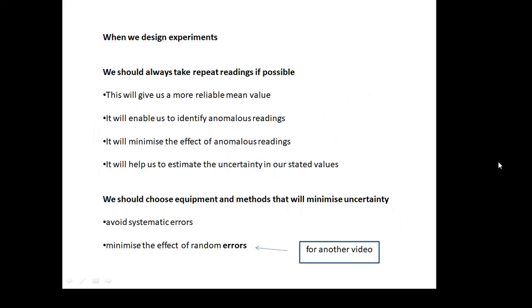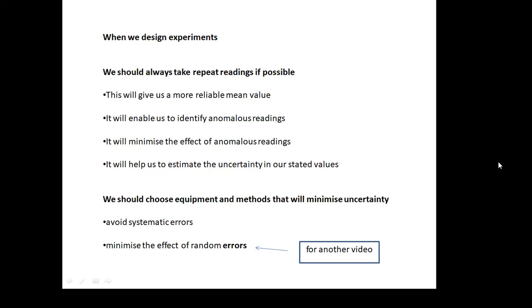When we design experiments, we should always take repeat readings. Why do we take repeat readings? Well, our average value will be more reliable because it's based on more data. It will help us to identify any anomalous readings, any outliers that we should ignore. If we don't ignore any anomalous readings, it will minimize their effect. The more readings we take, the less they will affect the average if we don't spot them.